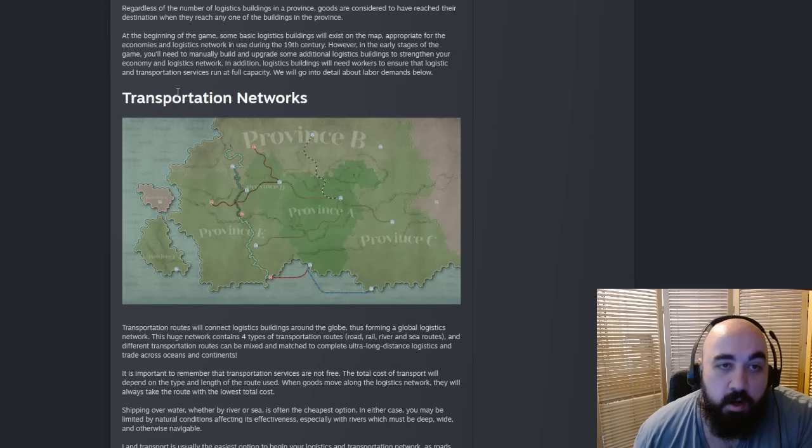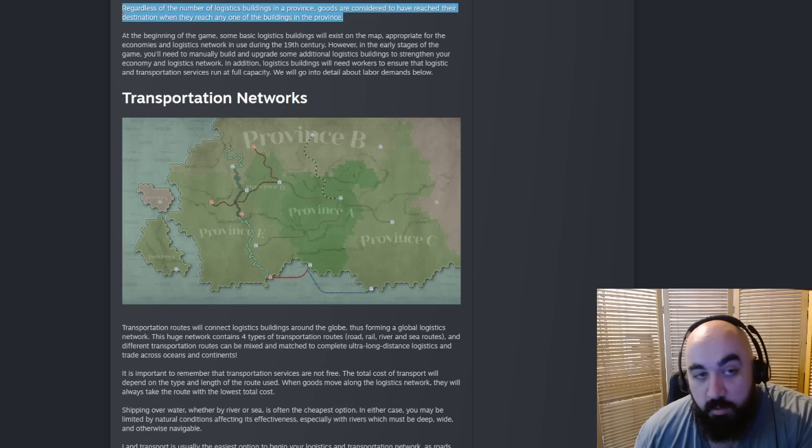Regardless of the number of logistical buildings in one province, goods are considered to have reached their destination when they reach any one of the buildings in a province. Any one of the buildings in a province. Any one of any building, or any one of the freight buildings?